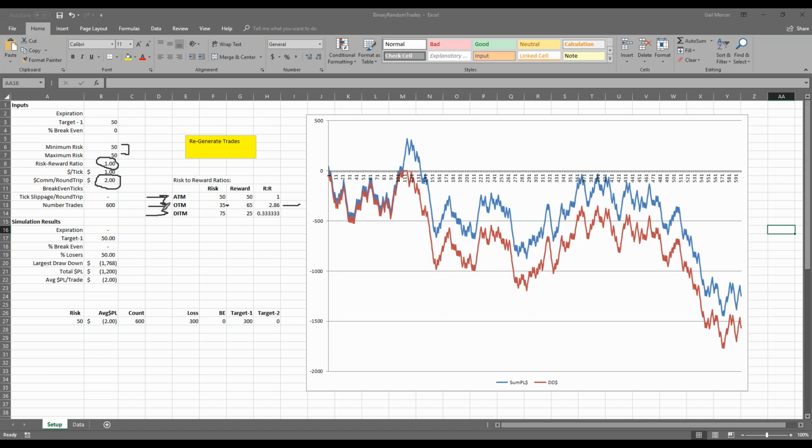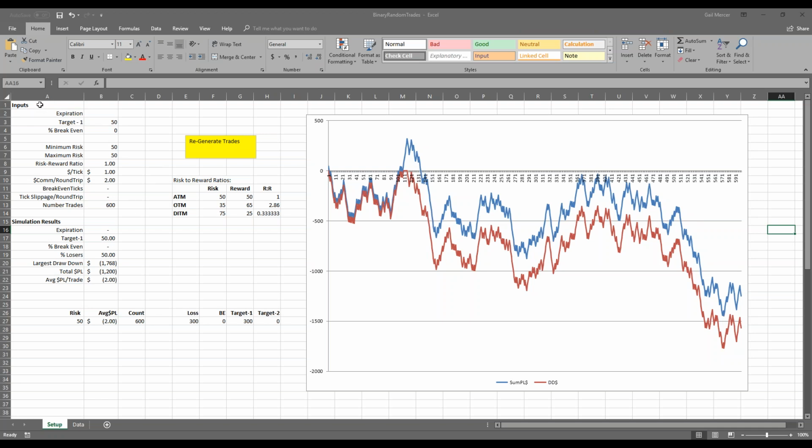Then you have what's called a deep in the money trade. In that case, your risk would be 75. Your reward would be 25. Your risk to reward ratio would be 0.33. Does everybody understand that? I am using a 600 trade analysis, okay? And that means it's going to generate 600 different trades, okay?